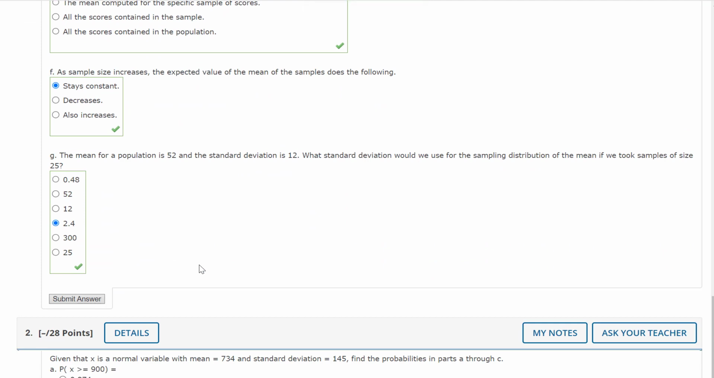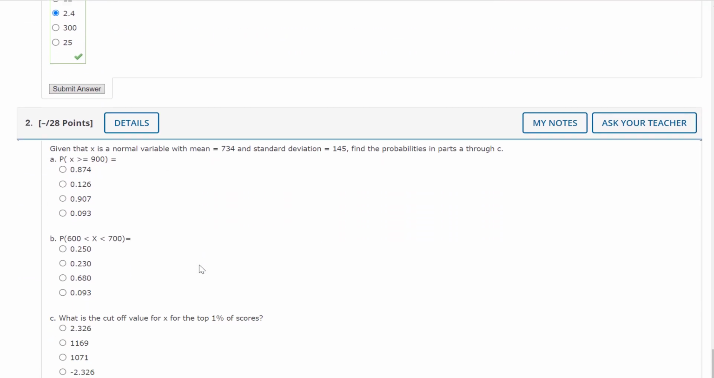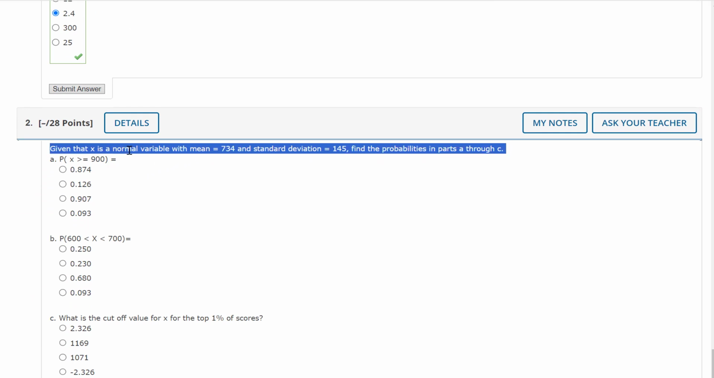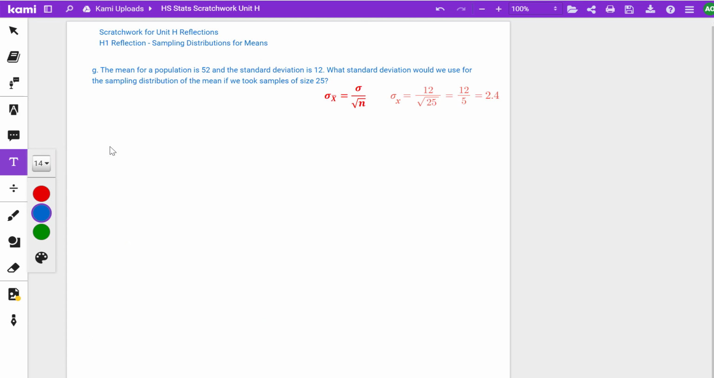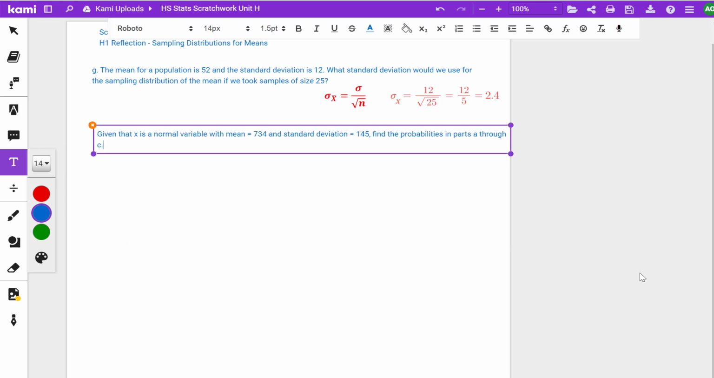Yay. Hopefully the math teacher should be able to get it right. Okay. Given that x is a normal variable with mean 734 and standard deviation 145. So this is question 2. I'm going to go ahead and add it to my scratch work because this one looks like we'll do a little bit of work, not a lot, but a little bit. So this is problem 2.